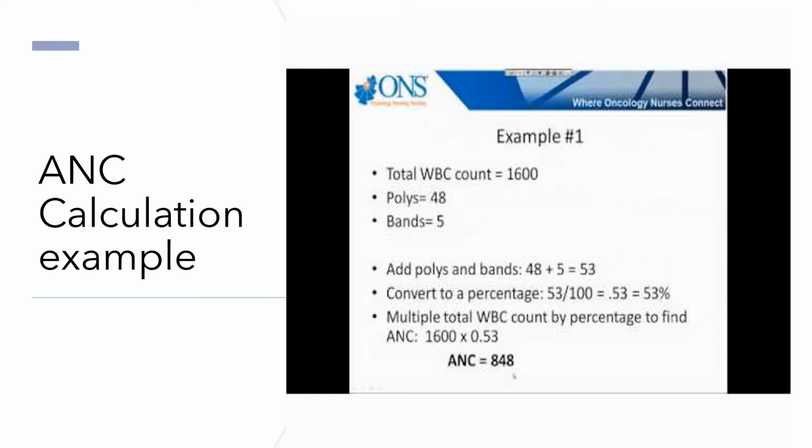Then you convert the 53 to a decimal, which will be 0.53. And then you multiply the two together. So in this case, you'd take 1,600 times the 0.53, which equals 848. So based on the ANC of 848, this puts the patient at a moderate neutropenic risk.